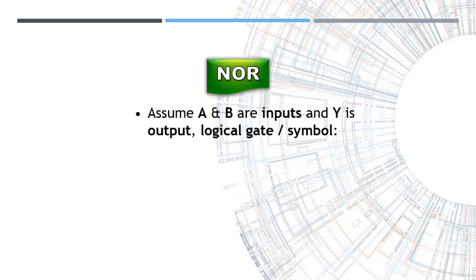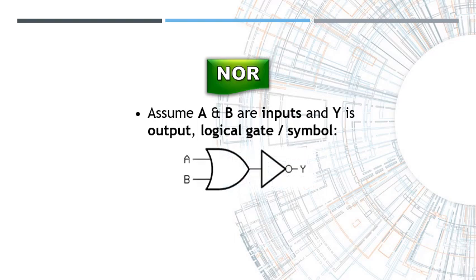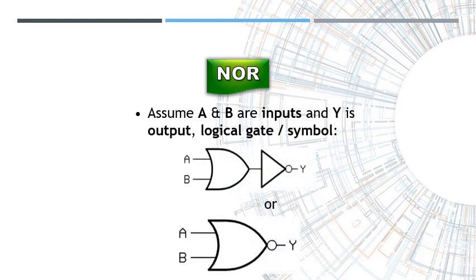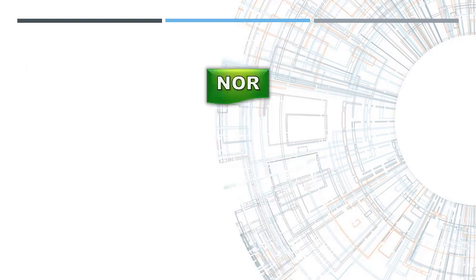Alright, assume A and B are inputs and Y is output. So the symbol is like this. If you combine, it will be like this. So you can use the symbol here, not or here, or not here. Still they have the not here. Must have the not here. Alright, now, next one.